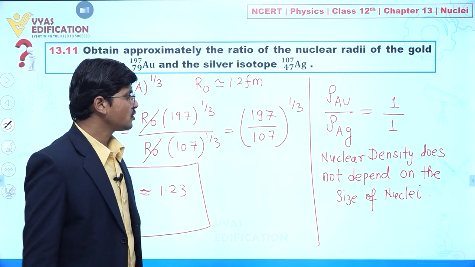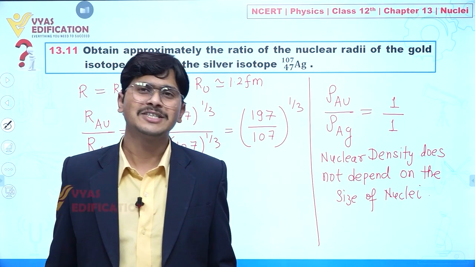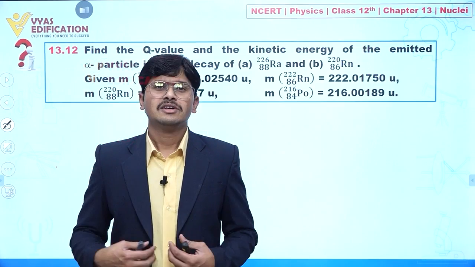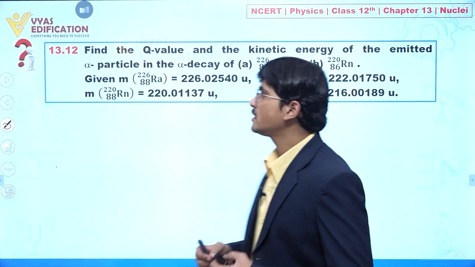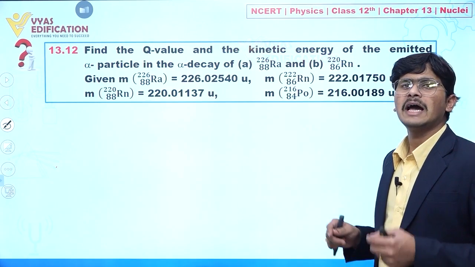Clear everyone? So the directly correct answer for this ratio is 1:1. Clear everyone? So this is all about this question. So students, now we are going to discuss question number 13.12, and this question is related to alpha decay.